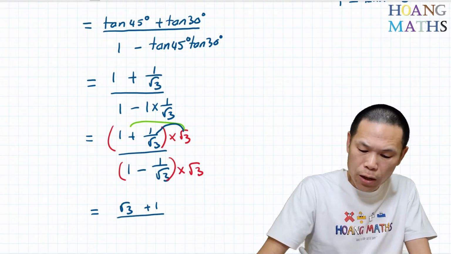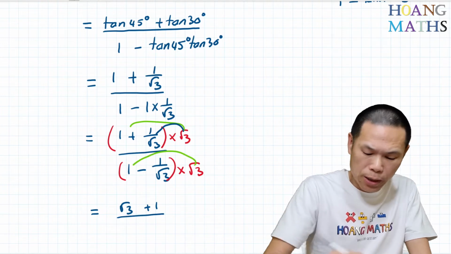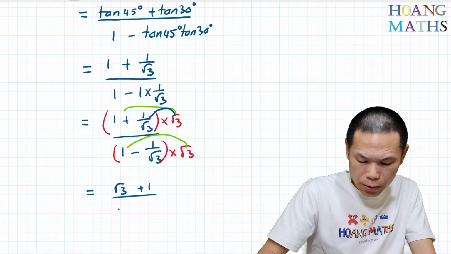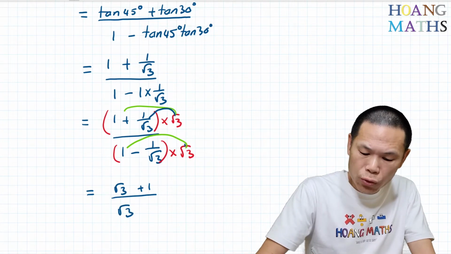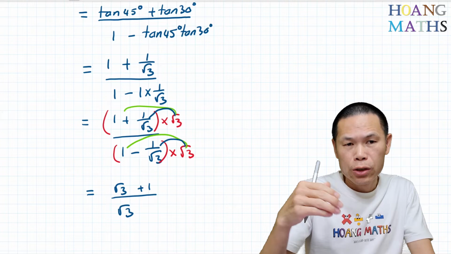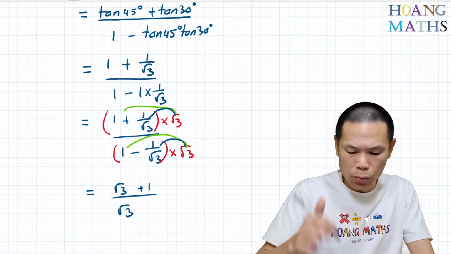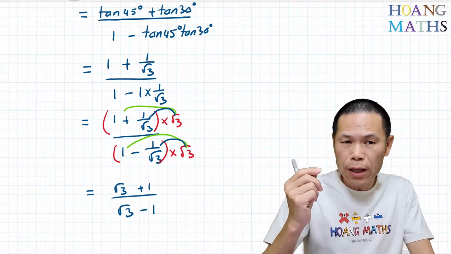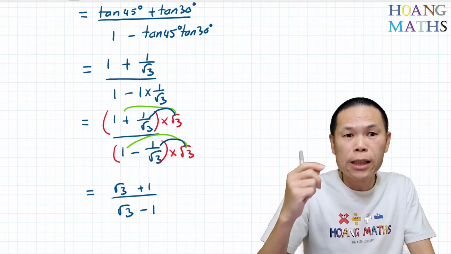Now root 3 times 1 is equal to root 3. So that is root 3. And root 3 times 1 over root 3 gives me 1. So that means minus 1. So there you go. But we can simplify even further by rationalizing the denominator.